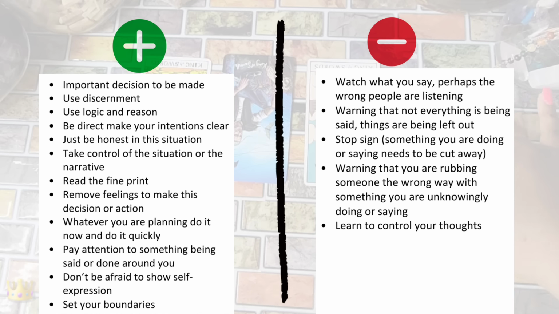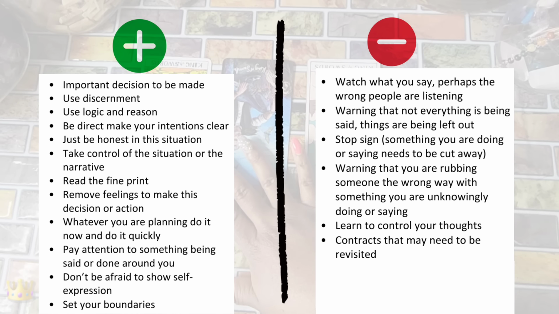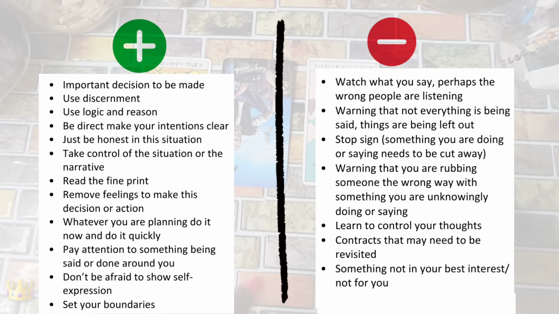Learn to control your thoughts, because this is air on air. This is thoughts plus thoughts, okay? So learn to control your thoughts. Your thoughts are everything. Contracts may need to be revisited, okay? So like I said before, in the upright, read the fine print, but in reverse, you may need to go back and read it again. Something is not in your best interest or not for you. Someone is making excuses and lies.